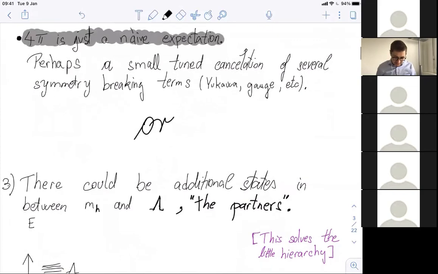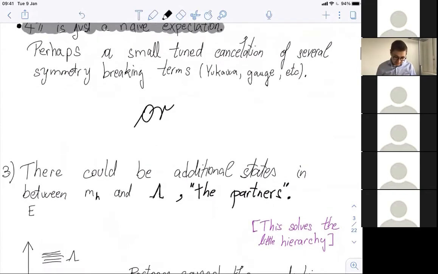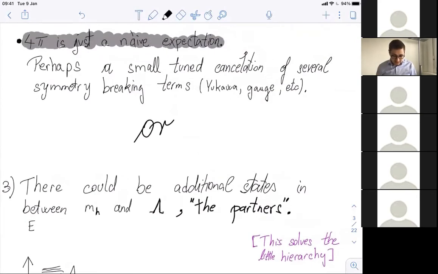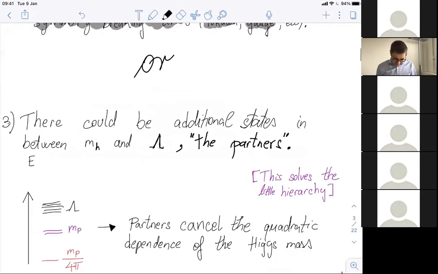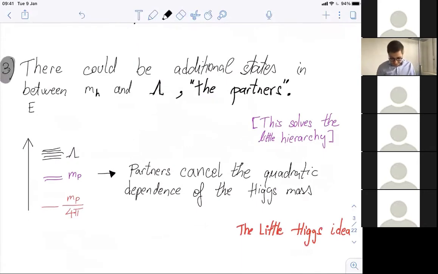So the third point in these constructions of composite Higgs models has to do with this problem of little hierarchy. If you put the compositeness scale at 10 TeV, then you need to have either some cancellation between different contributions. For example, you have several symmetry breaking terms, for instance, coming from the Yukawa sector or from the gauge sector. So they have to be finely tuned to some degree, at the level of a few percent. So either you have a few percent tuning, or you have this bullet point number 3. It is a model building trick to solve this little hierarchy problem.